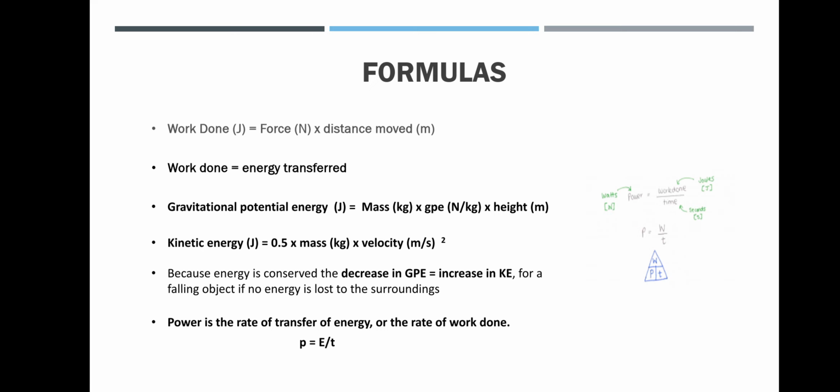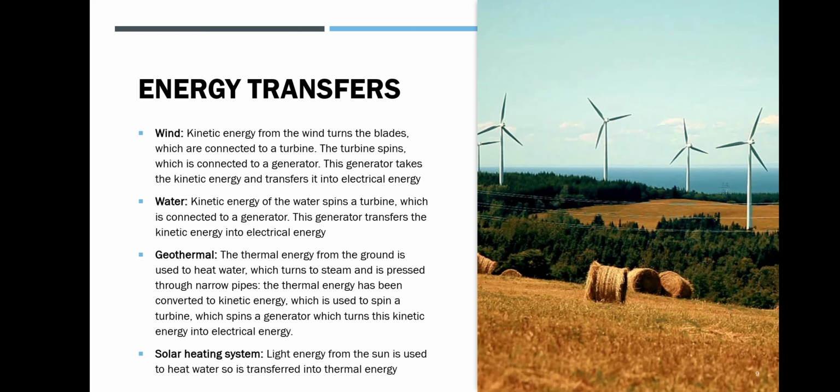The power formula is energy transfer divided by time taken, or work done divided by time taken. For the formula, we can mention work done or energy transfer, because as we mentioned earlier, work done is equal to energy transfer. So we can mention either, it means the same thing. Next up we have energy transfers.